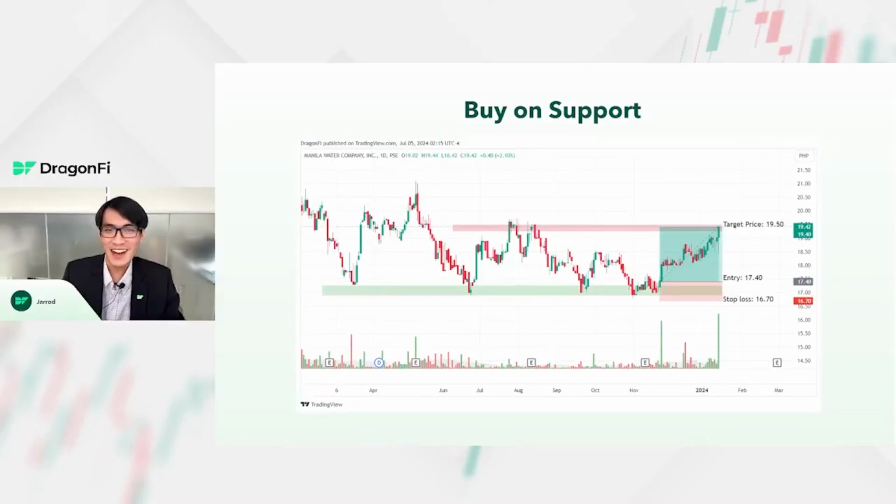Yun, it hit the target. Wow, galing. So you bought on support, di ba? Your stop loss below support. Tapos take profit sa resistance. Ayan. So this is a winning trade, di ba?